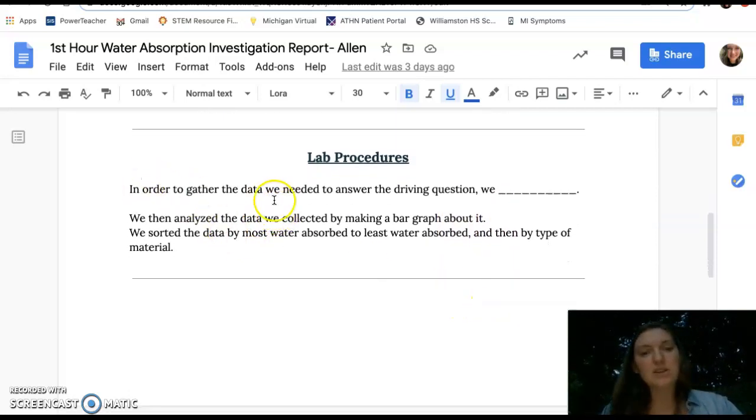In order to gather the data we needed to answer the driving question, this is where you're going to go into Flipgrid, or even just from memory, and write down the procedures one by one, what your class's procedures were for the experiment. And then I added this part: We then analyzed the data we collected by making a bar graph about it. We sorted the data by most water absorbed to least water absorbed and then by type of material. You don't have to do anything there. That's just so I could tell you how you describe a bar graph, like how I sorted it when I made it too.